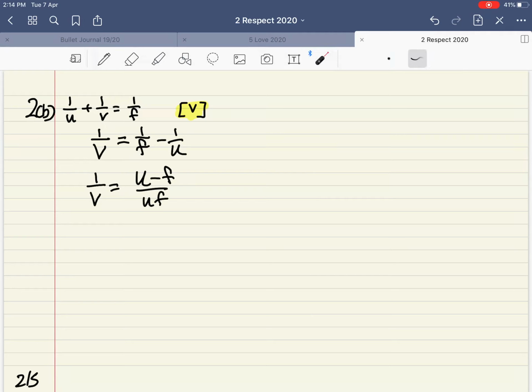Notice that only when the left hand side has a single fraction by itself and the right hand side has a single fraction by itself, then you can take the reciprocal, which means you can flip top to bottom, bottom to top. So in this case, if I take the reciprocal, I'll get v equals uf over u minus f. And I have successfully made v the subject of the formula because v is by itself on the left hand side.